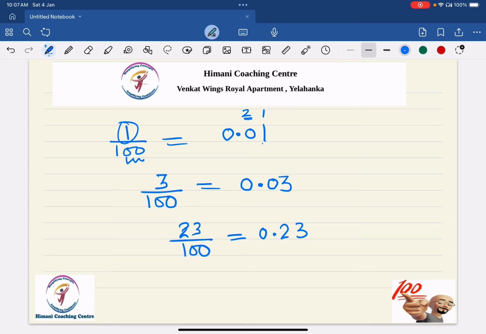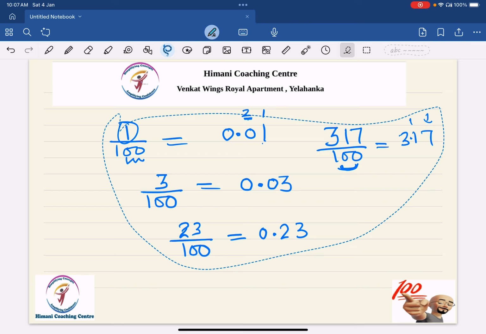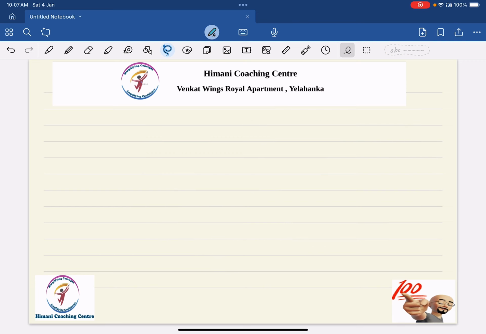Now let us do 317 by 100. So write 317 as it is. Start counting. See how many zeros? 2. So two digits should be there after decimal. So count 1, 2, put a decimal here. So 3.17.